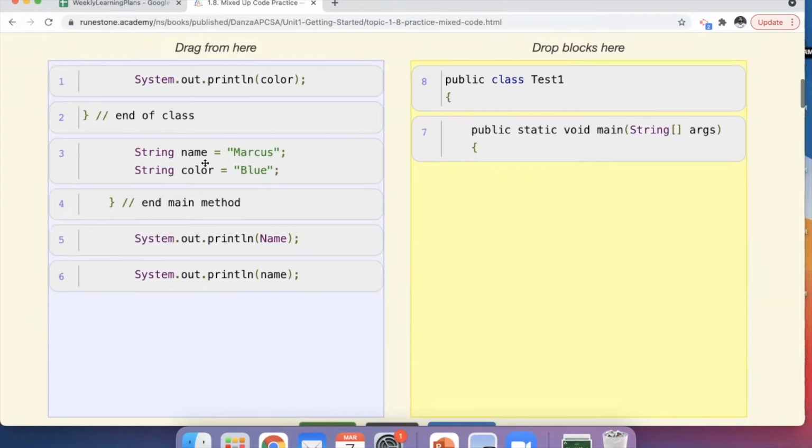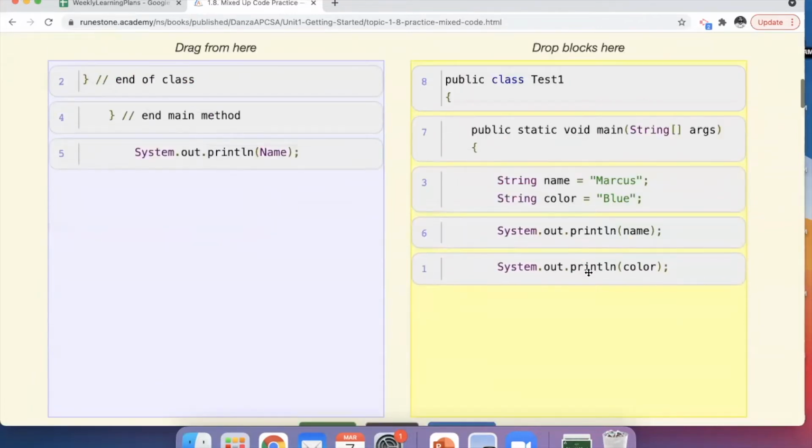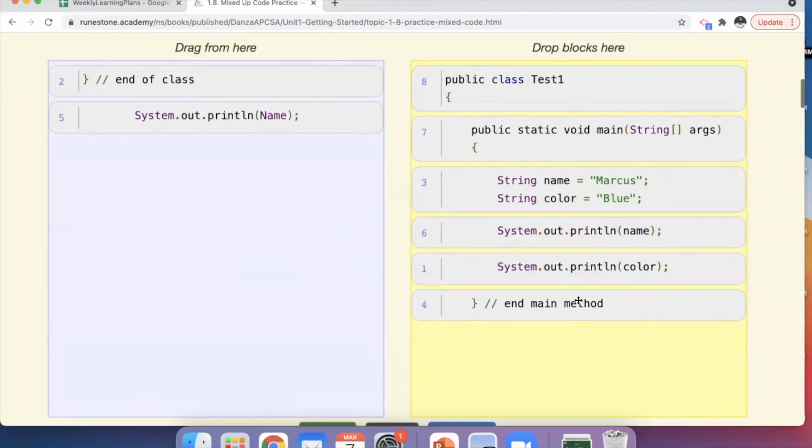Okay. We want to be able to declare and initialize our variables. We have a string called name, and we're going to assign it the value Marcus. We have a string called color, and assign the value blue. All right. And then we want to print out his name. Choose the one with the lowercase name. That's important. So block 6. And then we want to print the color. System.out.println color. And then we have to close our main method.